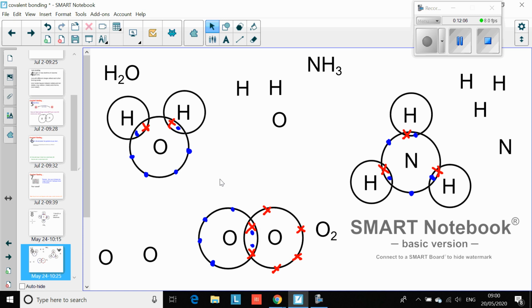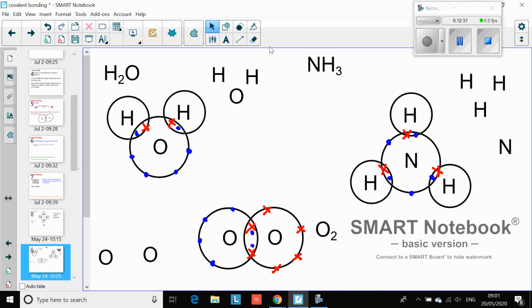Okay, so the hydrogen has 2 electrons in its outer shell, so it's happy. And remember, oxygen had 6 electrons in its outer shell: 1, 2, 3, 4, 5, 6. But if you combine it with the hydrogen ones, 7, 8, it's now got a full outer shell, so it's stable and happy. Okay, and we can represent this as a stick diagram like this.